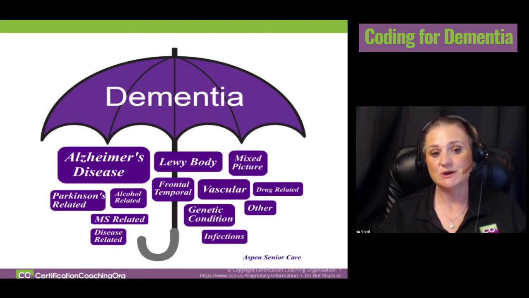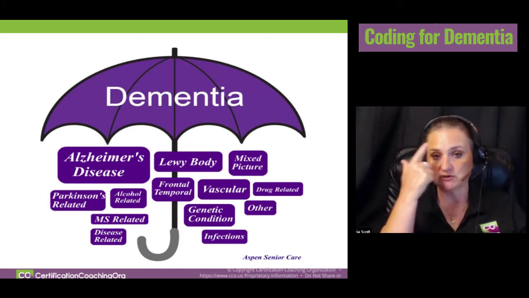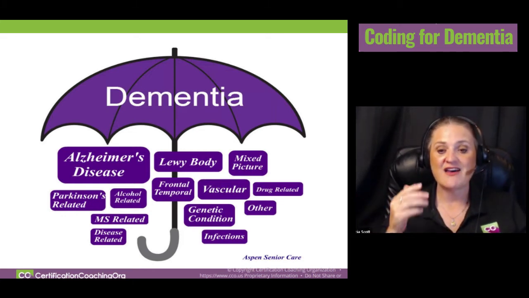Also, Lewy bodies is a big one. Parkinson's, definitely. You can have Parkinson's with Lewy bodies. You could have mixed. Frontal temporal has its own code.